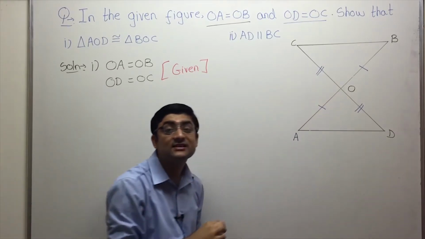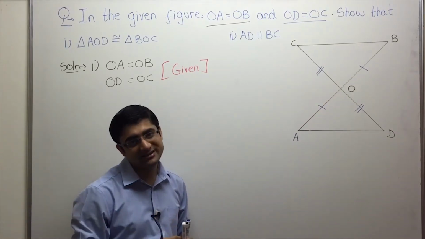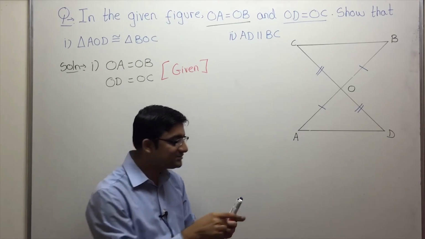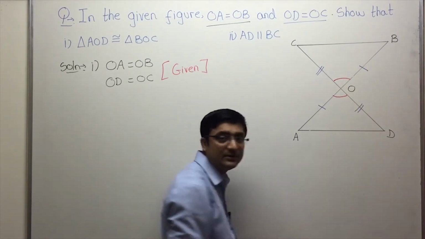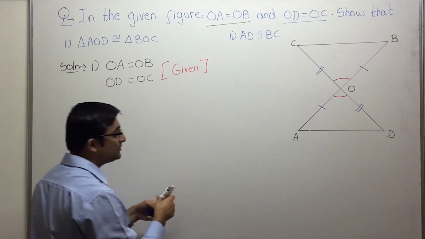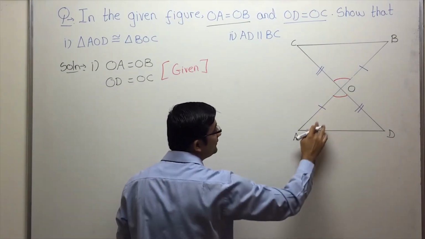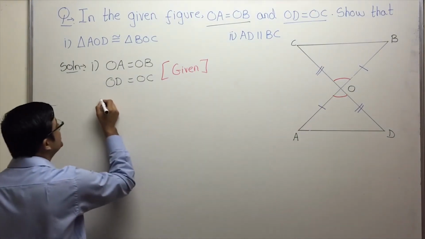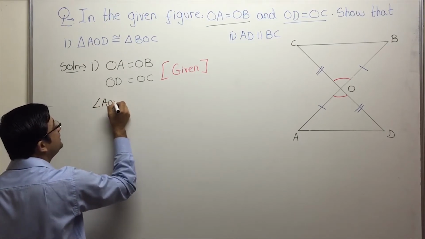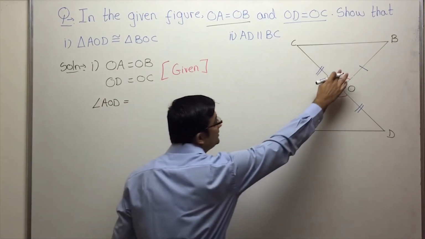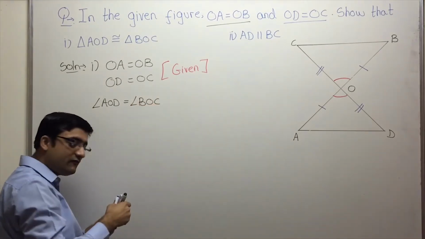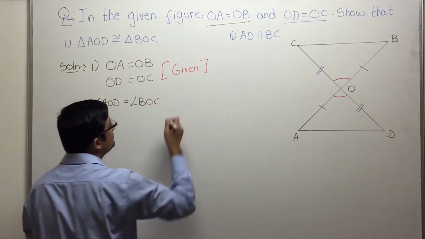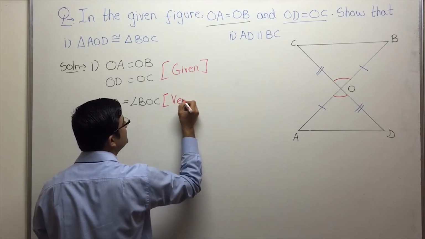Whenever two lines intersect each other, we get vertically opposite angles. And we know vertically opposite angles are equal. So this angle over here is equal to this angle over here. What is the reason? Vertically opposite angles. So what is this angle over here? Angle AOD. So I'll say angle AOD is equal to this angle, that is angle BOC. What is the reason? Vertically opposite angles. So mention in bracket, vertically opposite angles.